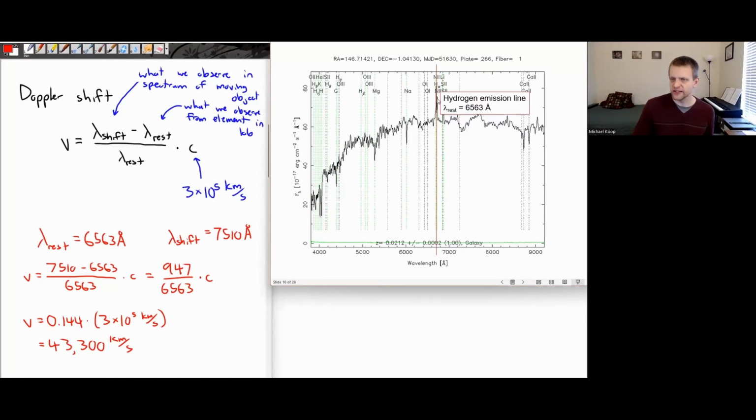So if I look at this hydrogen alpha line, it has a rest wavelength of 6,563. Based on this one, well, this shifted one is actually pretty small. Let's say the shifted one is at 6,700 angstroms. So pause the video here for just a moment and try to go through this Doppler shift equation to calculate how fast this particular galaxy is moving.